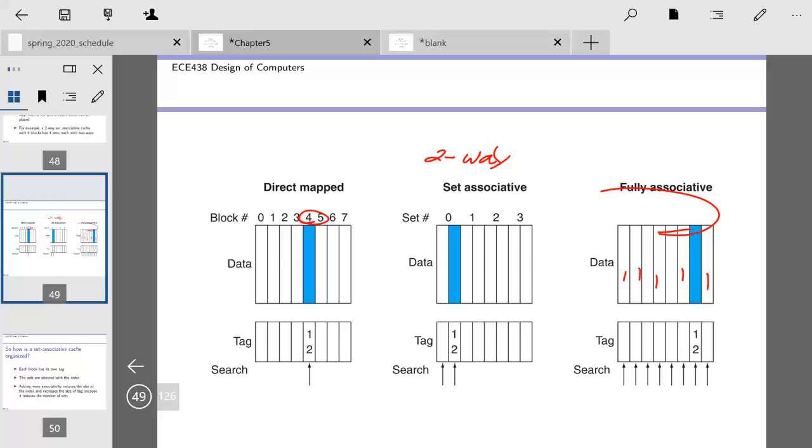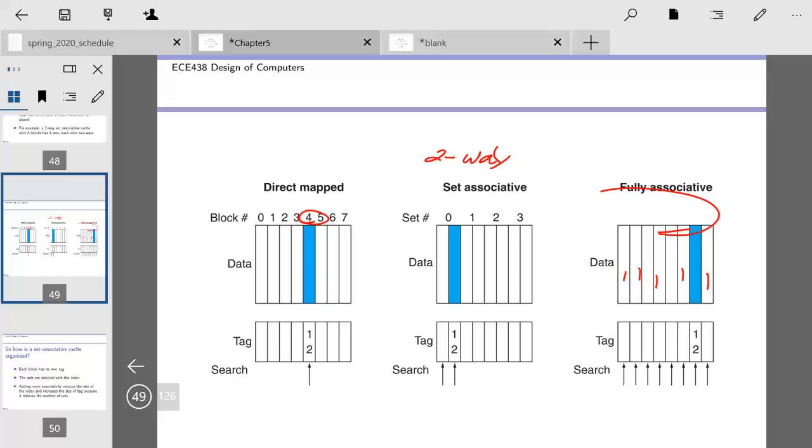If we go back to this diagram, we notice that in a direct map, set associative, and fully associative cache, every block is given its own tag. Every cache block has its own tag, so we're not reducing the number of tags that we have. It doesn't matter what scheme you're using, each block has its own tag that it's paired with.